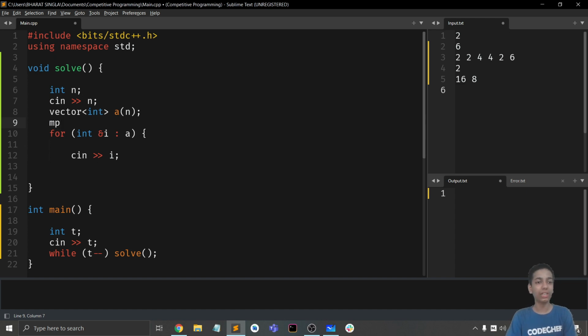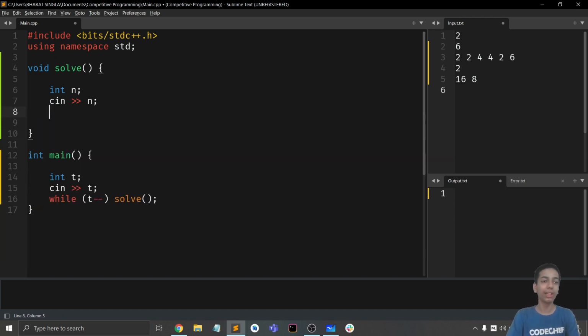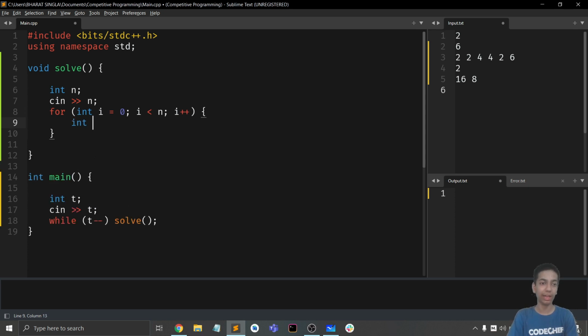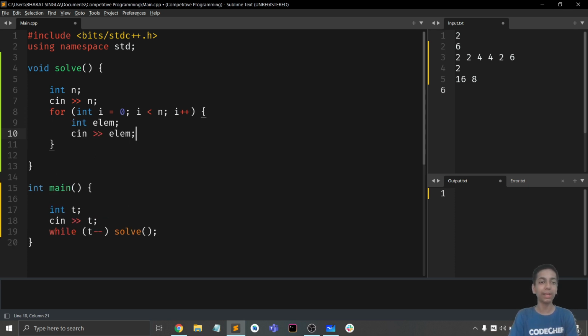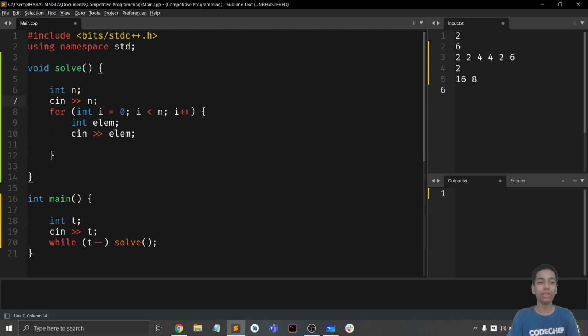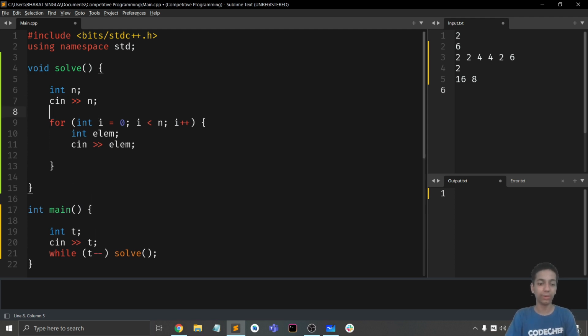So we actually don't need an array, right? This is some trick. All you have to do is repeat something n times. So int i equals 0, i is less than n, i plus plus. You can have an element. In the end, you only need the frequency, so you don't need to maintain an array.